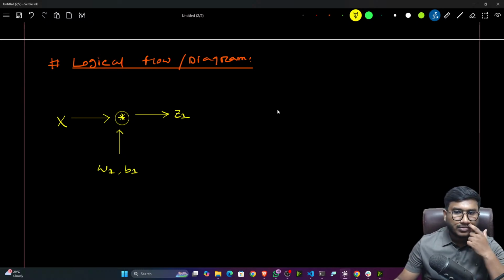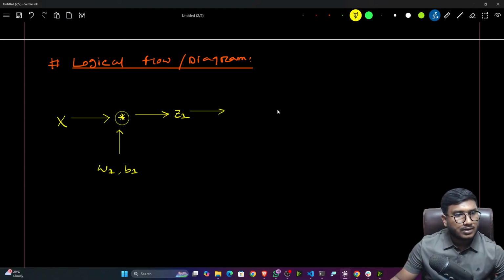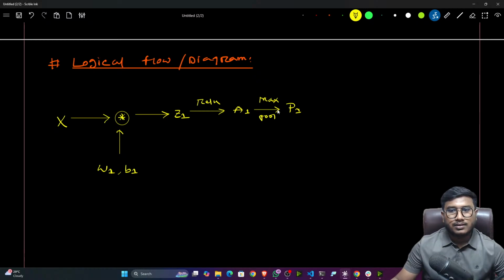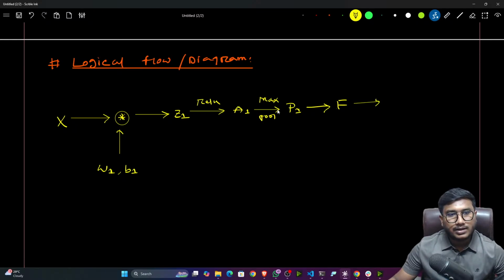Then this Z1 output, you are applying the ReLU activation function. And the output you are getting, let's consider this is A1, because it is the activation output. Then this ReLU output we are passing to the max pooling layer, guys. And the output we are getting after max pooling, let's say this is P1. Then this max pooling output we are sending to the fully connected, flatten layer, and we get the flatten output.